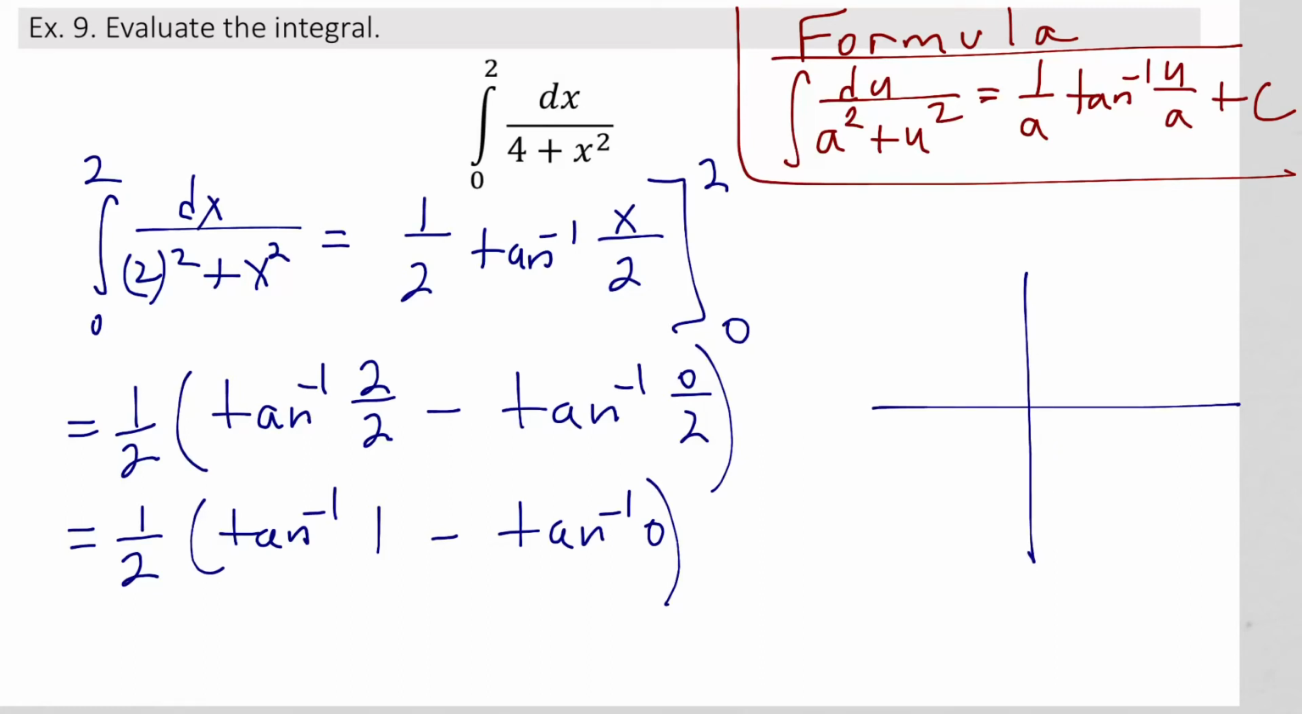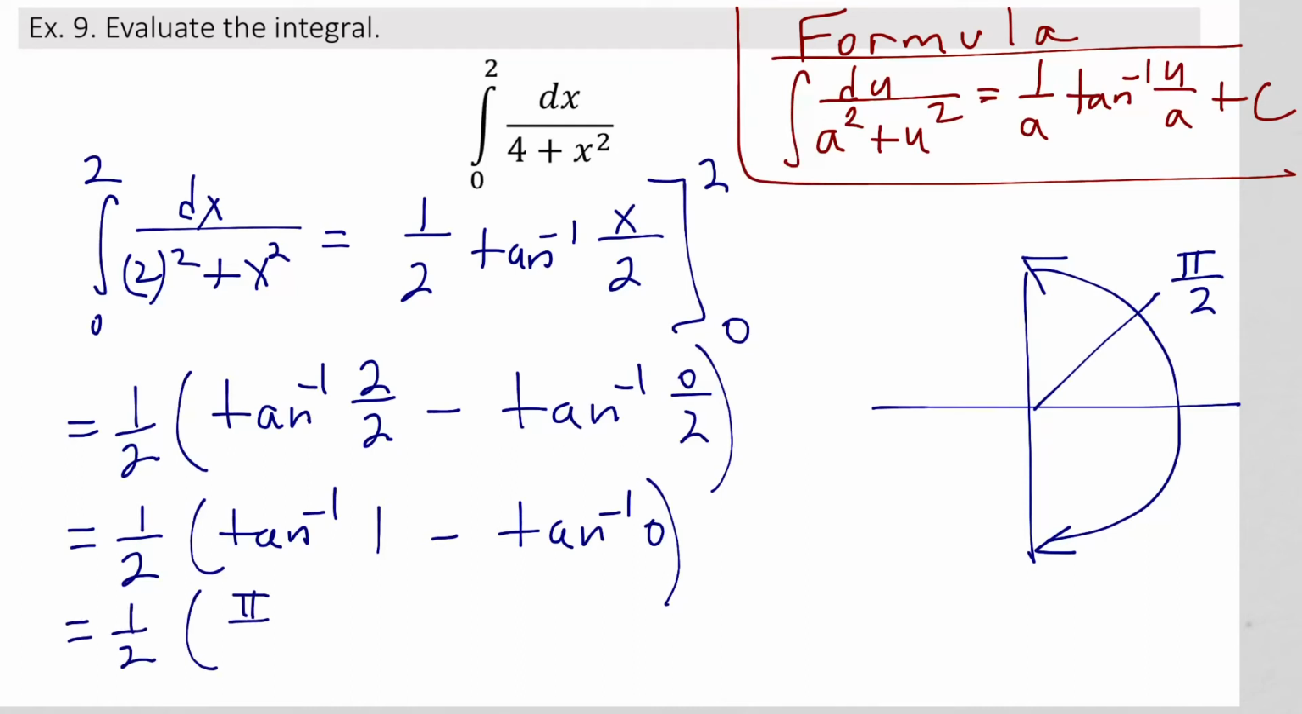All right? So now I look at my domain for the inverse tangent function. So the angle whose tangent is +1 would have to be pi over 4, where the sine and the cosine have the same value. So I've got 1/2 pi over 4 so far, minus the angle whose tangent is 0 would have to be 0 radians or 0 degrees, where the sine over the cosine is 0. So that gives me 1/2 of pi over 4, which is pi over 8.